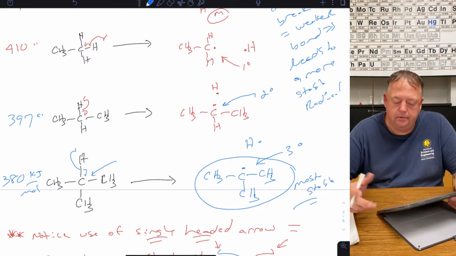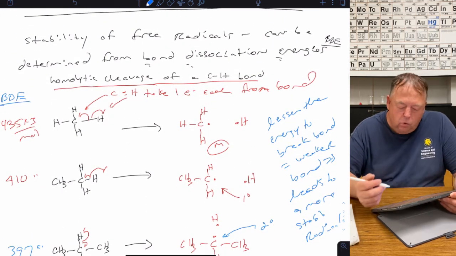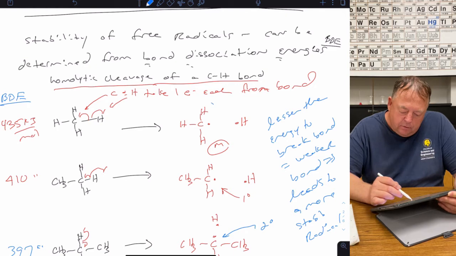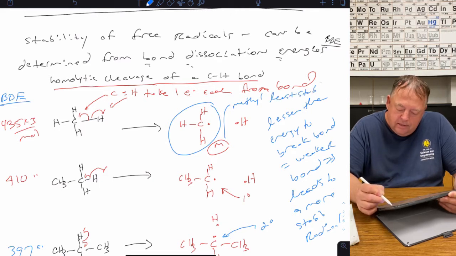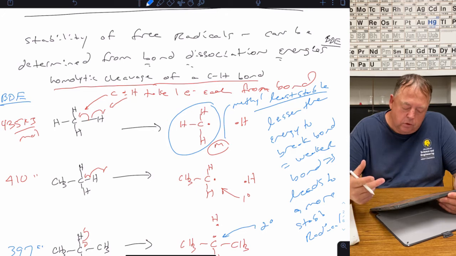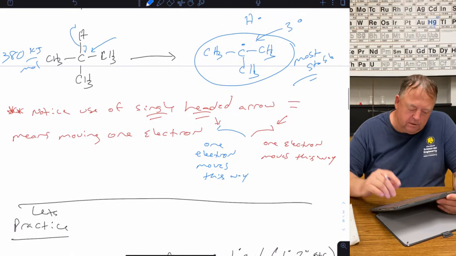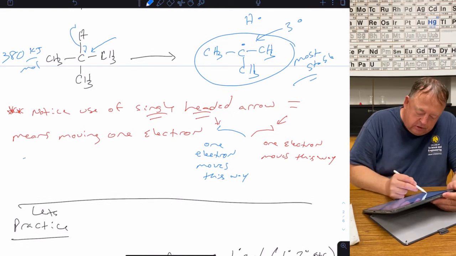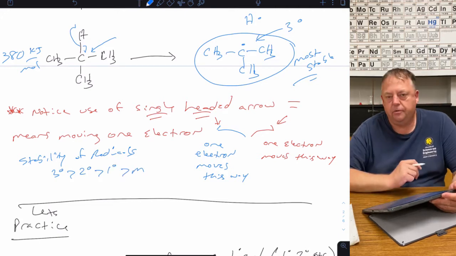So it's easiest to make. So it requires the least amount of energy to make. Whereas for CH4, that required the most amount of energy to break that bond. What that means is that's the least stable. So the methyl radical is the least stable. It's the hardest to make, so it's going to require the most amount of energy to break that CH bond to make it. So in terms of stability of radicals, tertiary is more stable than secondary, which is more stable than primary, which is more stable than methyl.